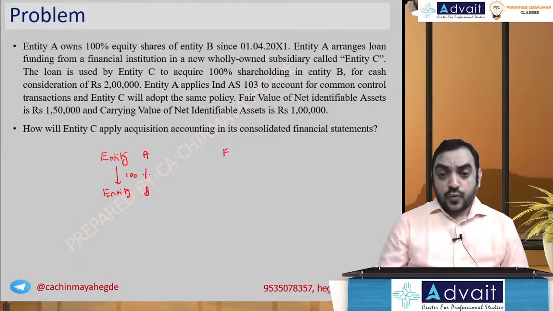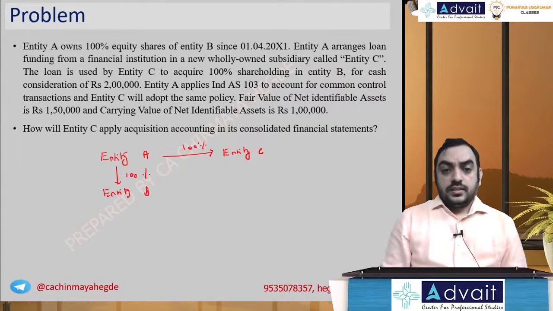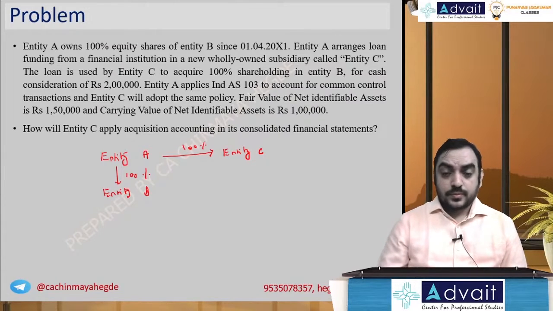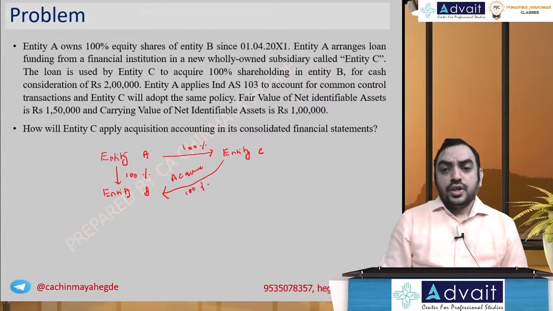Okay, so they have one more new entity C, which is a wholly owned subsidiary. That means that is also 100%. The loan is used by entity C to acquire 100% of shareholding in entity B. So now entity C will acquire entity B 100% for a consideration of 2 lakh.